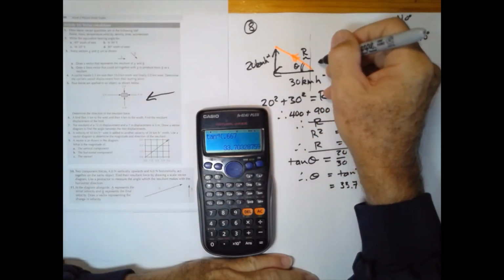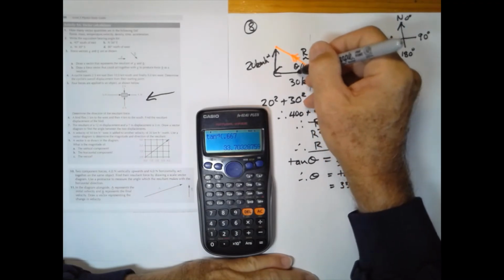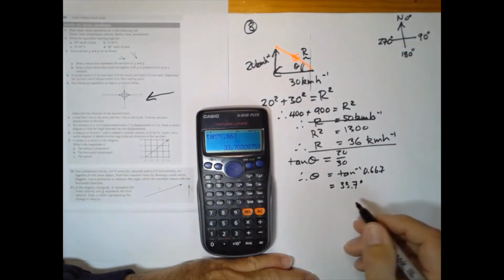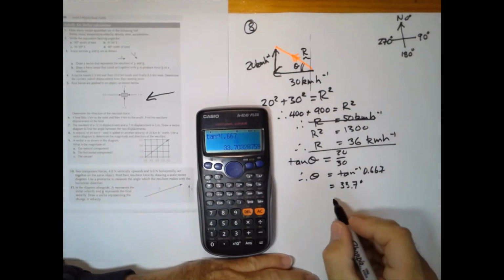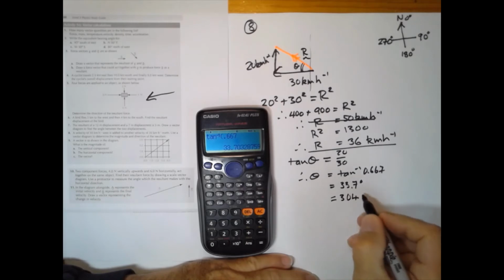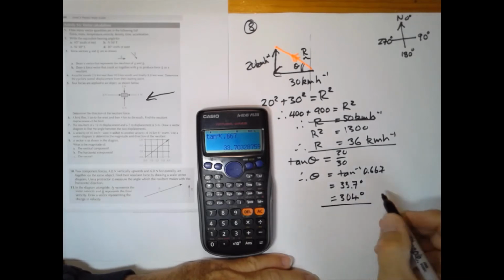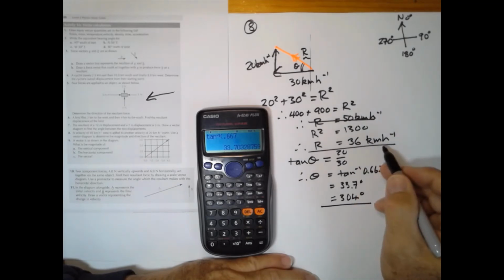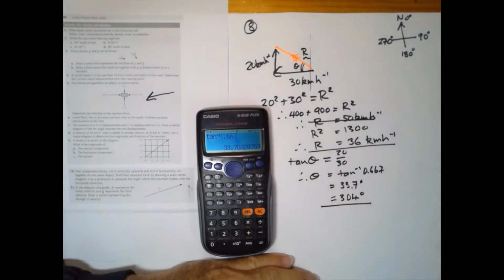It's 270 plus 33.7, which is a bearing of 304 degrees. So there's our displacement vector, 36 kilometers per hour at a bearing of 304 degrees.